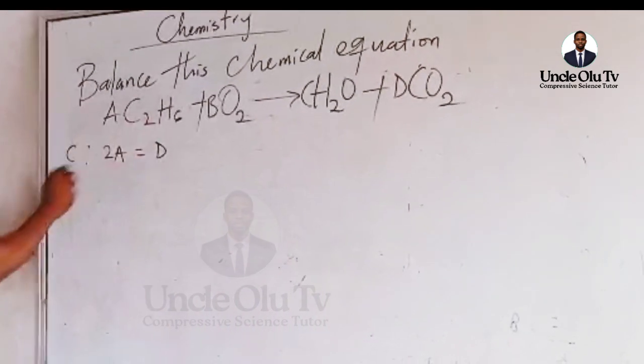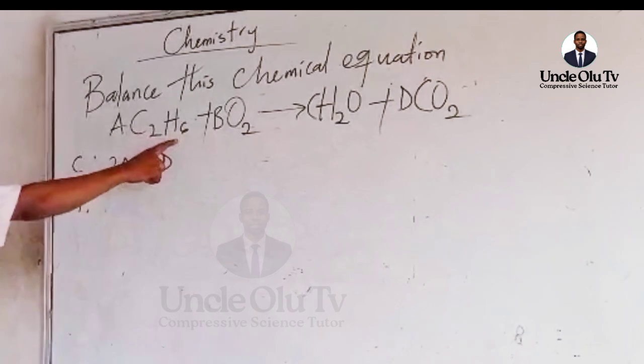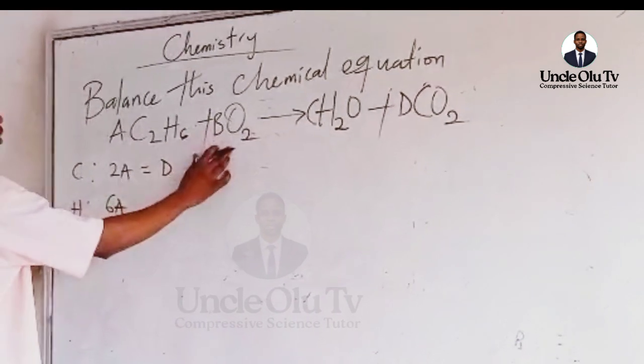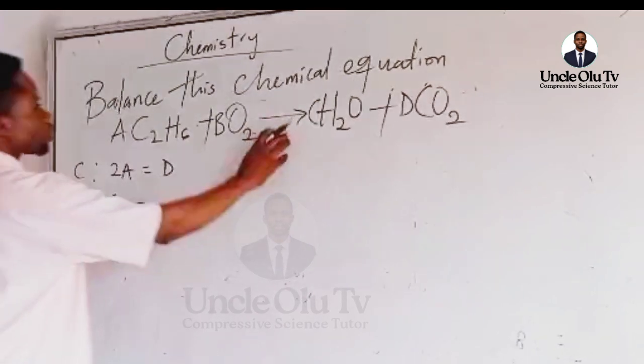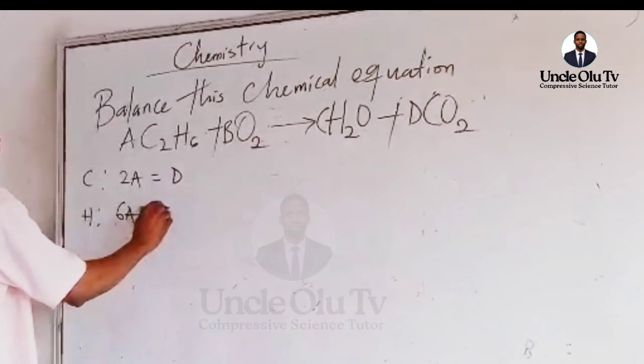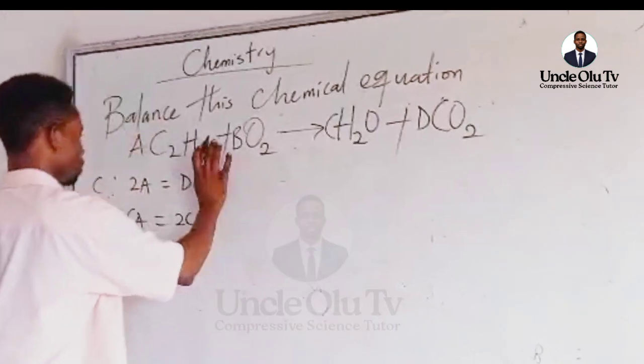Now let's go to the hydrogen. Do I have any hydrogen? How many? 6, that is 6A. Do I have any hydrogen here? No. How many hydrogen do I have here? 2, that is 2C. I don't have any hydrogen again.